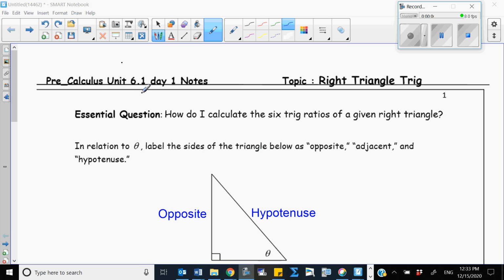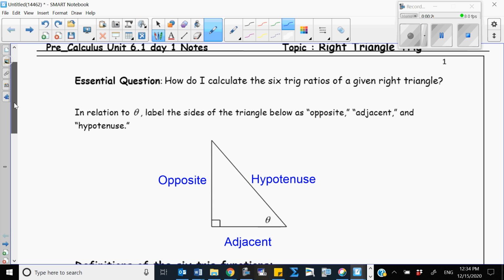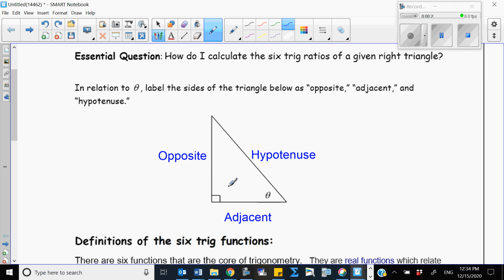Today we are going to start Unit 6 of Pre-Calculus, which is about right triangle trig. Our essential question is, how do I calculate the 6 trig ratios of a given right triangle? So first of all, let's go over some details on a right triangle.